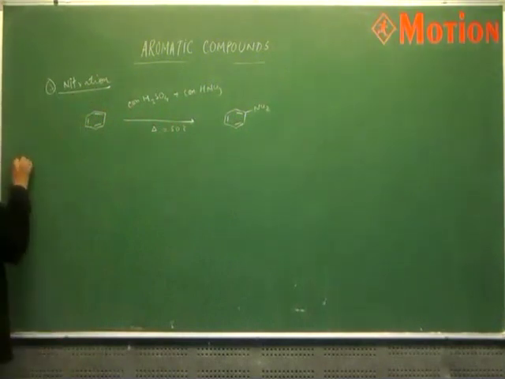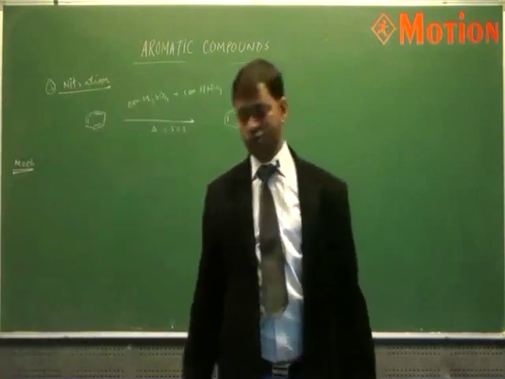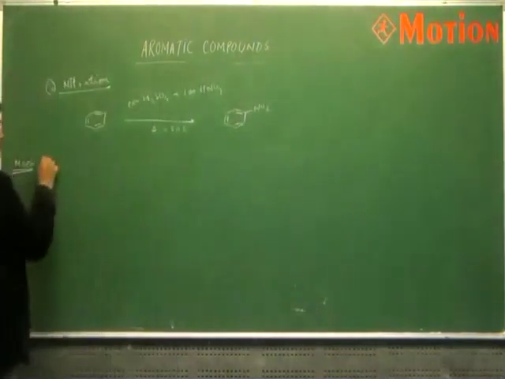See the next is how the nitro group is introduced to the benzene and how this electrophilic aromatic substitution takes place. That is generation of electrophile.